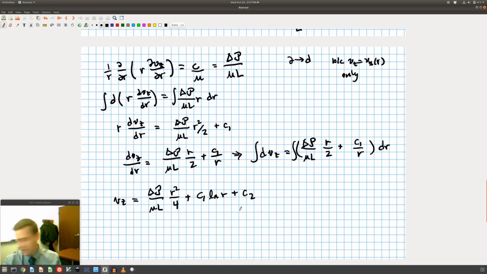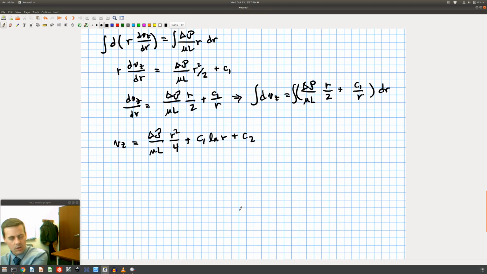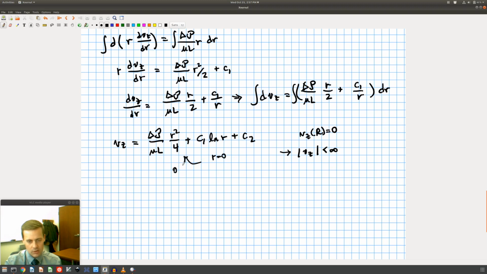Okay, great. So now let me think about applying my boundary conditions. I told you that Vz at big R was equal to 0, and the other one I'm going to need is that Vz has to be bounded. So let's apply the bounded condition first. What happens when r equals 0? If r equals 0, this term's fine. That one goes to 0. That one doesn't care, it's a constant. But that one blows up. C1 log r approaches infinity.